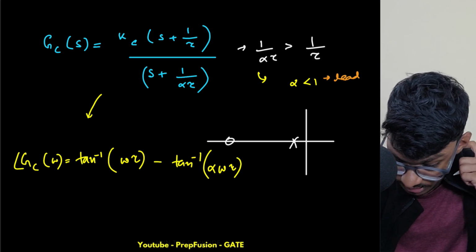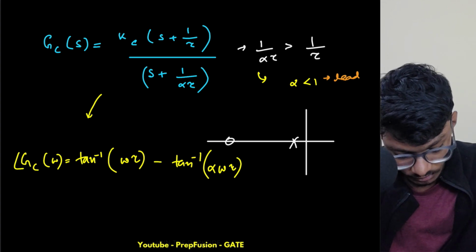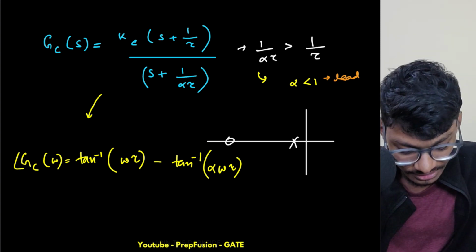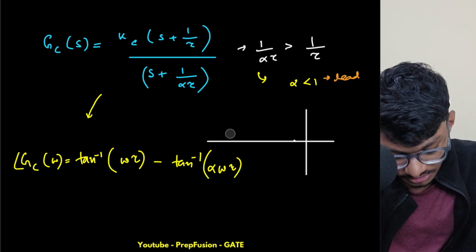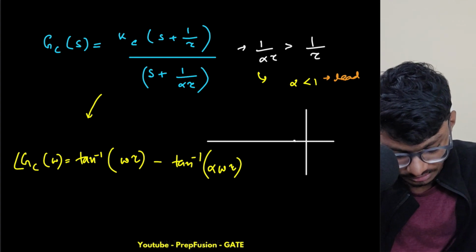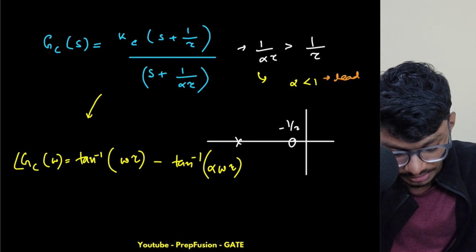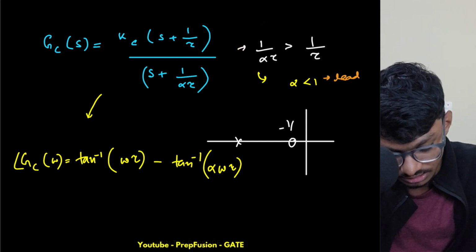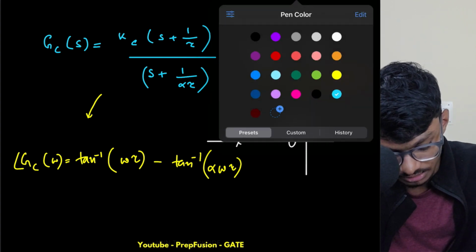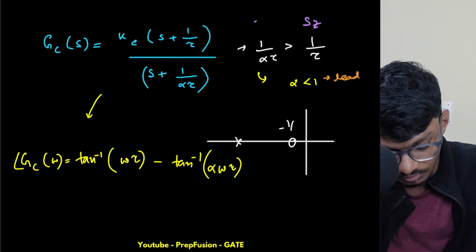Sorry, I made a huge blunder. The pole location will be like this, the pole will lie here. For this case I was making a blunder. This is minus 1 by tau because this is small, right? These are the pole locations. This is the 0 location, sz, and this is the pole location, sp.